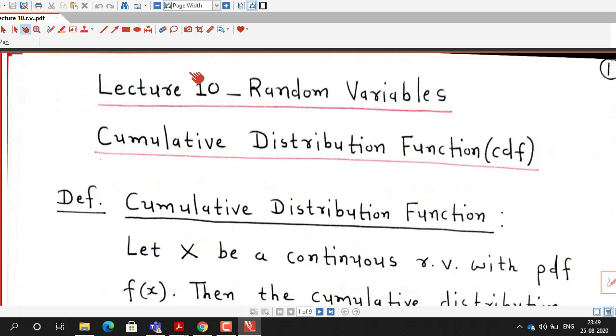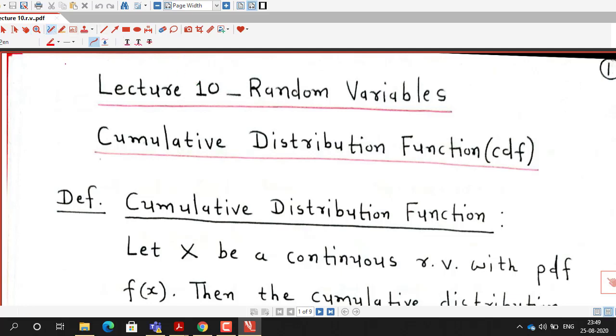Today we are going to discuss the cumulative distribution function of a continuous random variable. We have discussed the cumulative distribution function for a discrete random variable in our previous lectures. So today we are going to define the same thing for a continuous random variable.